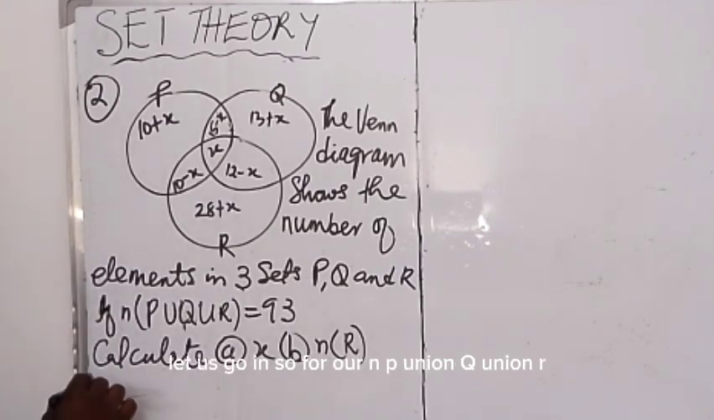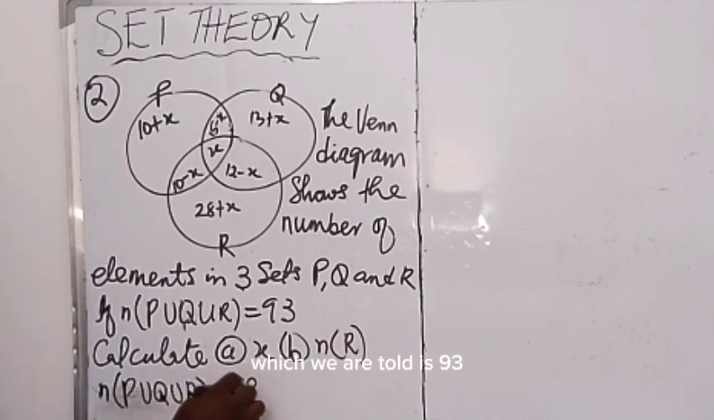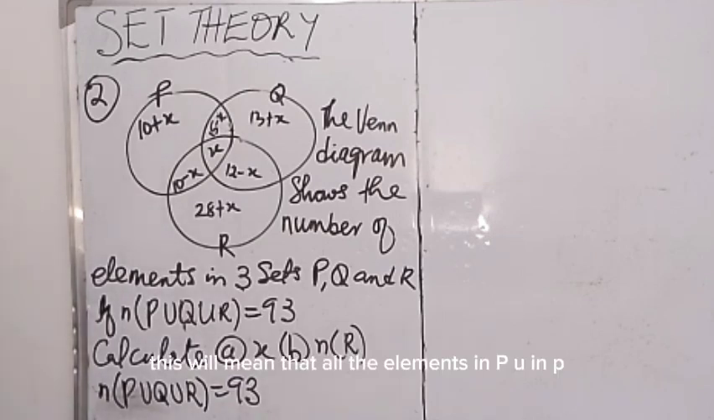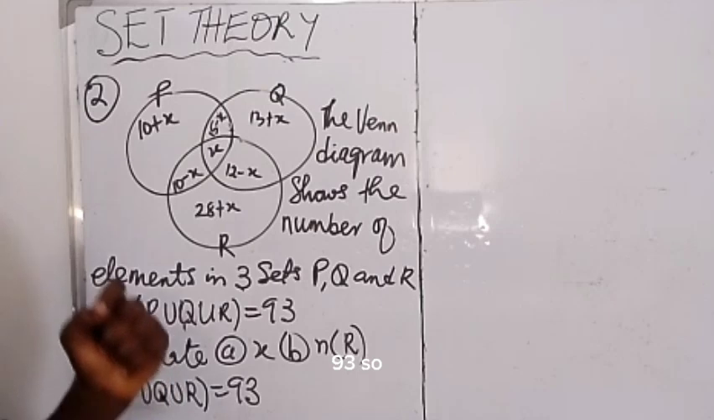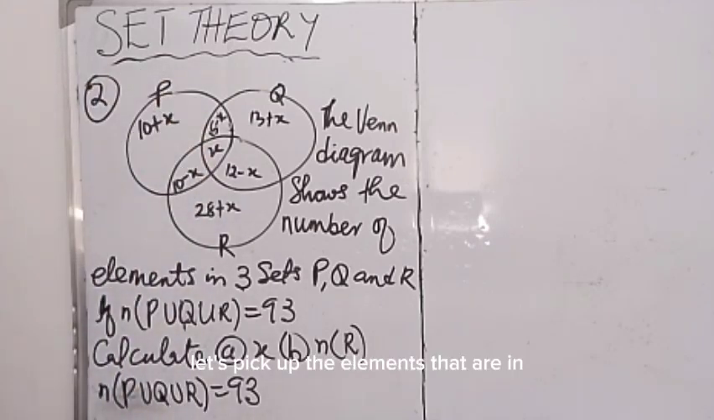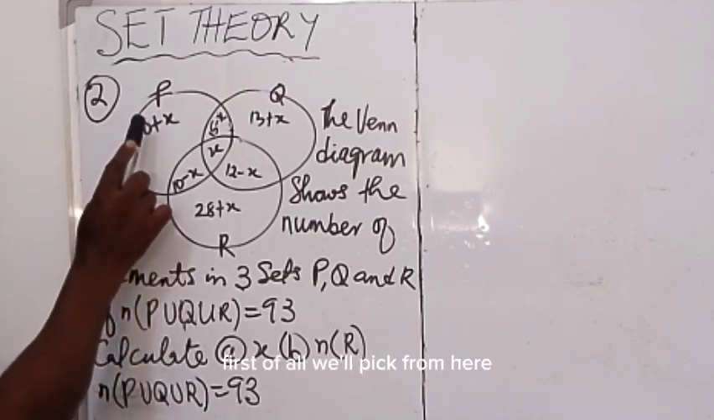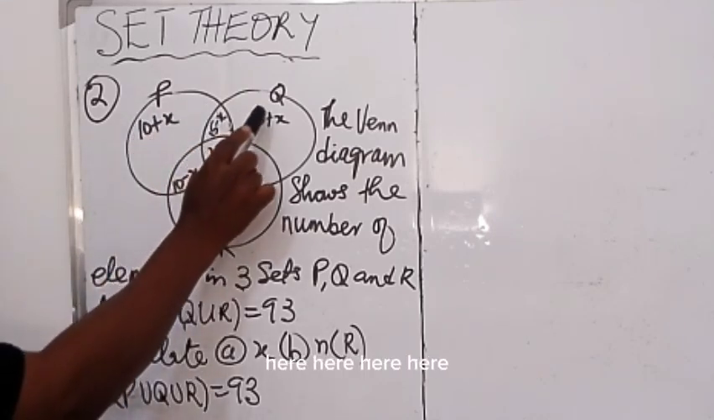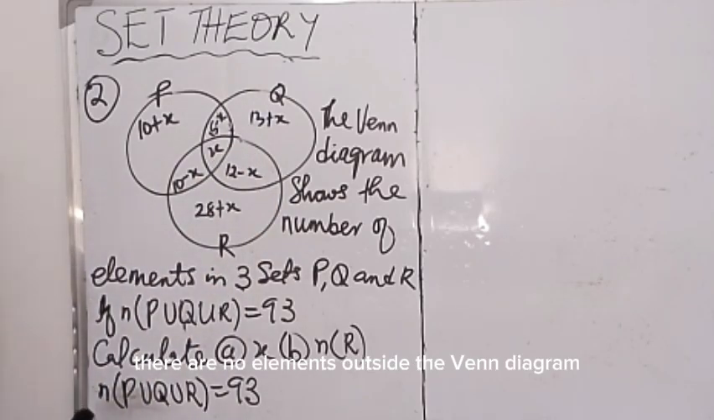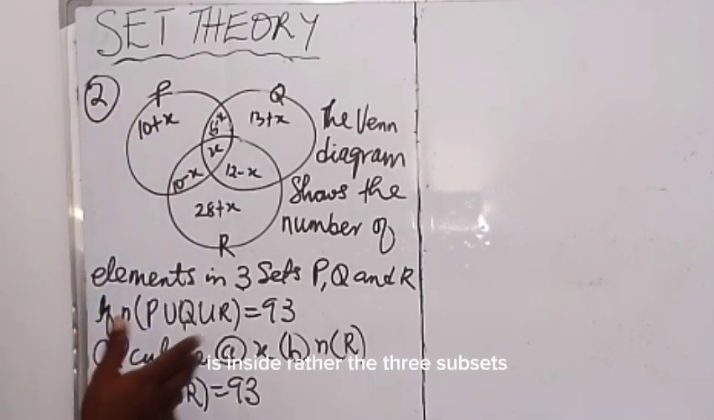So for our n(P union Q union R), which we are told is 93, this will mean that all the elements in P, all the elements in Q, all the elements in R, subsets P, Q, and R, I mean, will sum up to what? 93. So let's pick up the elements that are in our universal set. First of all, we'll pick from here, here, here, here, here, here, and here. There are no elements outside the Venn diagram. So it means that every element is inside the 3 subsets.